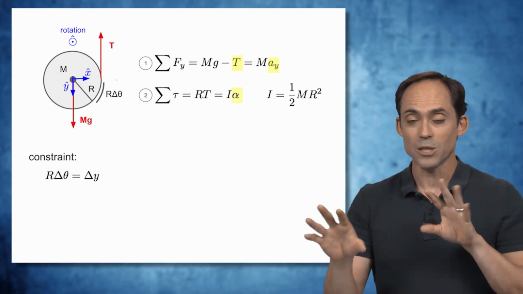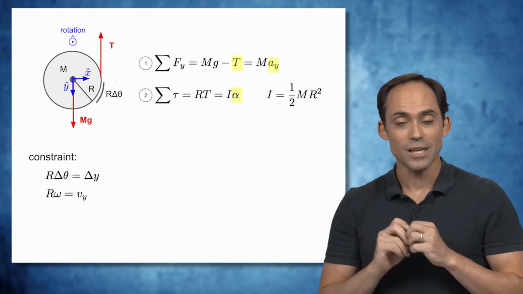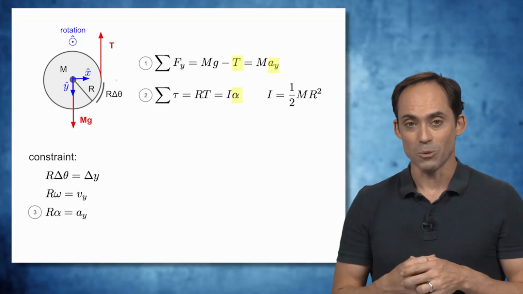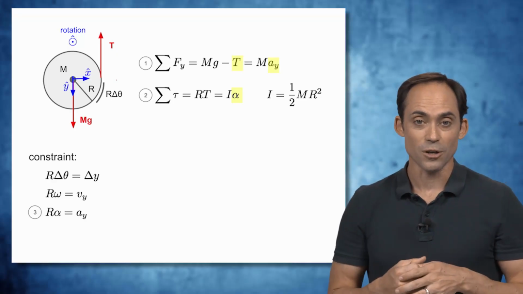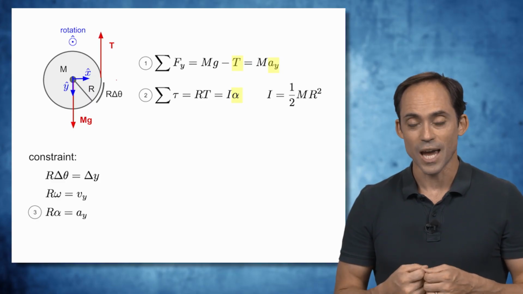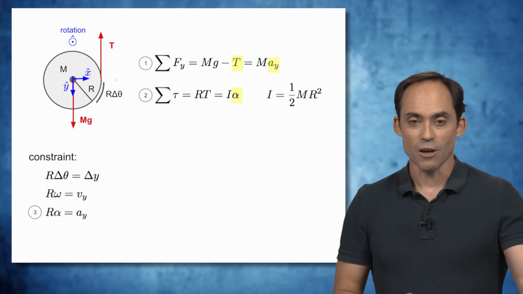Now, if the displacements are equal to each other, that means that the rotation rate and the velocity in the y direction are equal to each other. And that also means that the accelerations are equal to each other. And now you see we've got our third equation, which is our constraint equation between the angular acceleration and the translational acceleration. At this point now it's just math and solving for our unknowns.